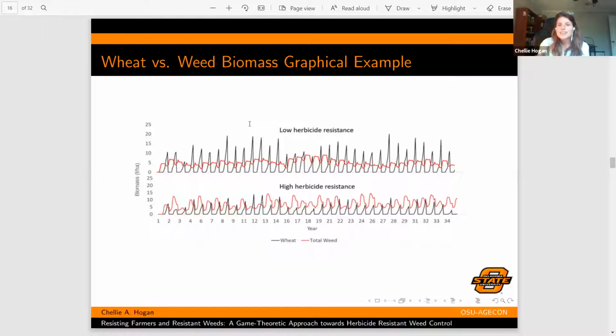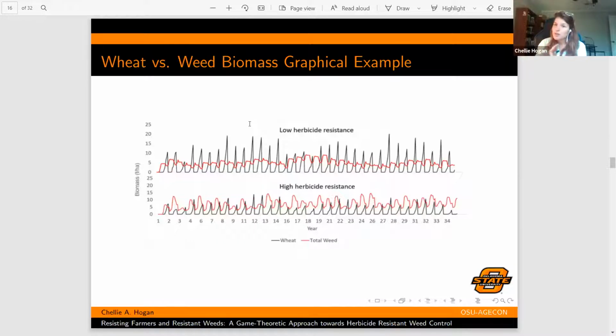As we can see, the red line is the total weed biomass. It's there, it's not that it's not there, but it seems pretty constant. And your wheat biomass is still growing higher than your weed biomass. So the wheat is still controlling more resources of the field, and it's not being penalized too much by the weed population. But the lower graph is your high herbicide resistance population scenario.